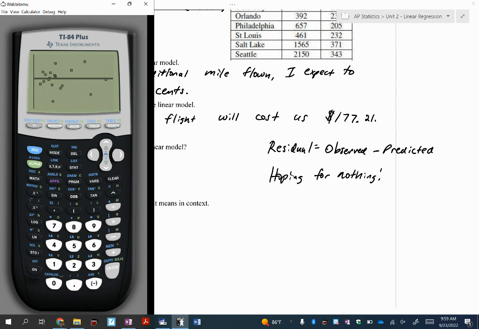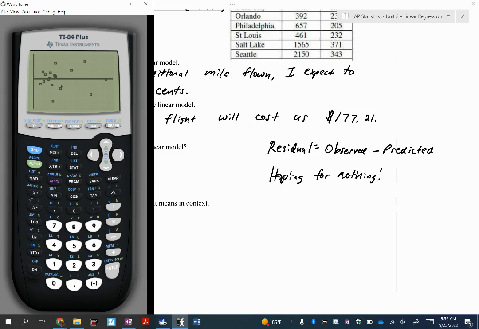It looks like a cloud. I would say that there's more squares here. Why are there more squares over here? Because most of these cities are somewhere between like 200 and 600 miles away. But you've got a couple that are way out here, like Seattle, Salt Lake City, right? They're much farther away. Okay, so that's why, all right, you have a few that are that way.